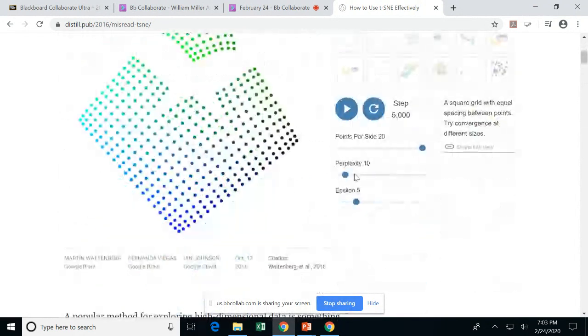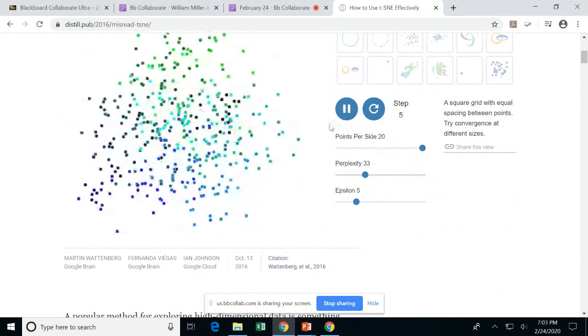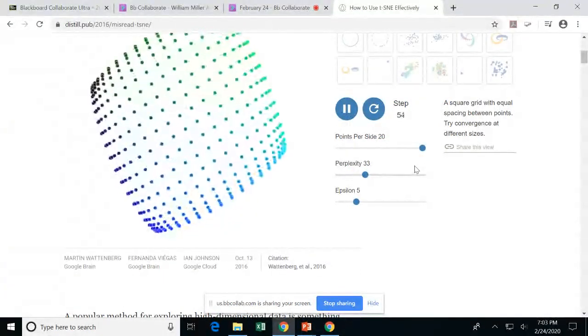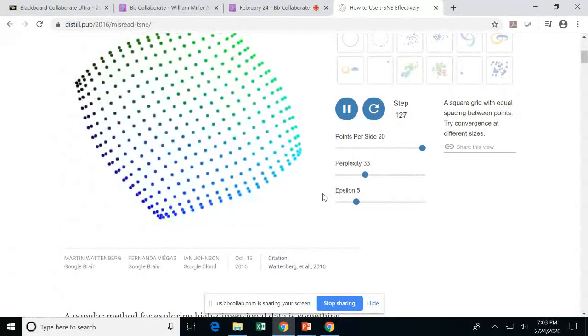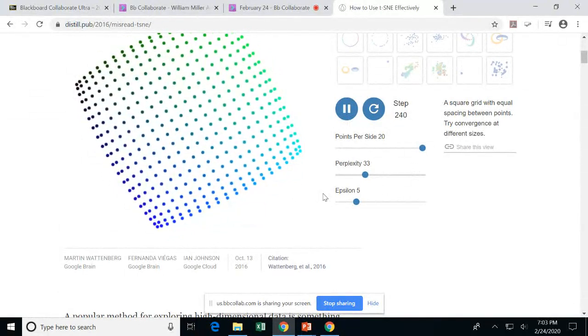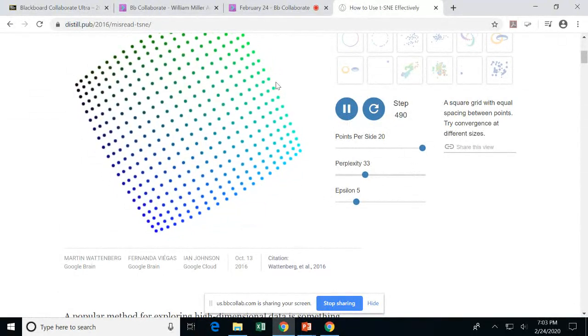Even with this, if I change the perplexity, and 10 is not a good perplexity, you will get different shapes. It's doing a little bit better. It still smooshes it on the edges.